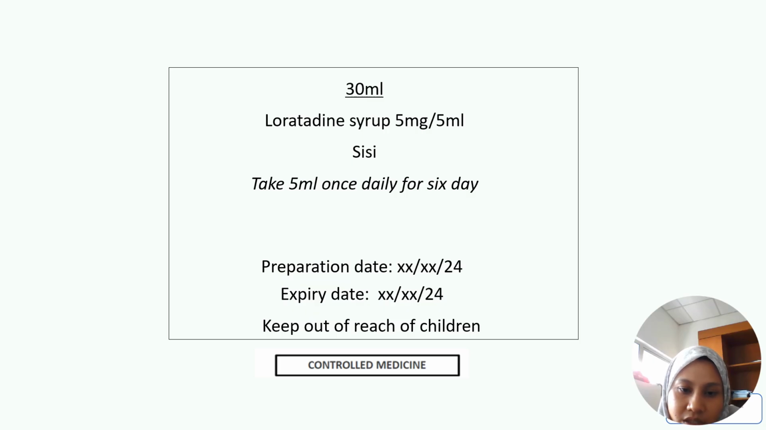Normally we ask the patient to take in the form of volume. We don't say take 5 milligram because they won't know. So we would say take 5 ml once daily for 6 days. The preparation date is the day you compound the medication, and the expiry date normally would be 4 weeks. You can also write keep out of reach of children, and also controlled medicine.